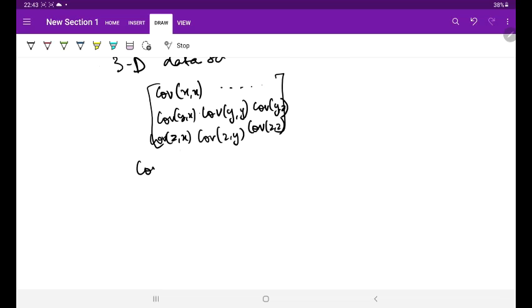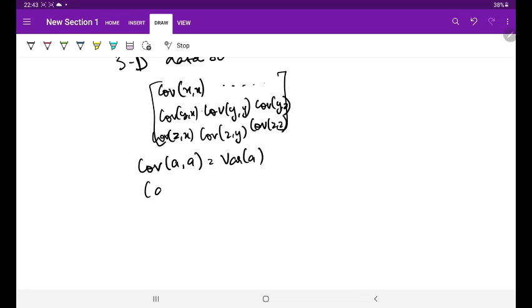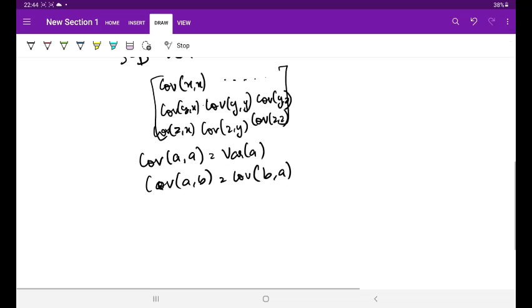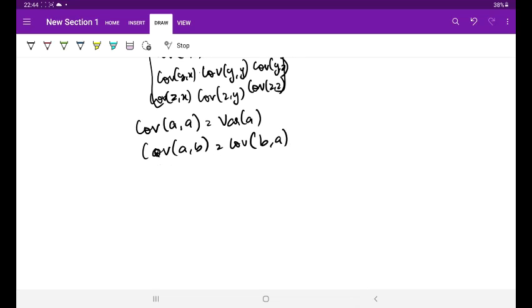For the diagonal terms, the covariance of a variable with itself is basically the variance of that variable. And since covariance is commutative, the covariance of A and B will be equal to that of B and A, so the matrix will be symmetric with respect to the diagonal. The upper and lower triangle portions will be equal.